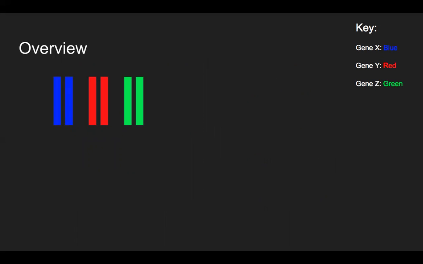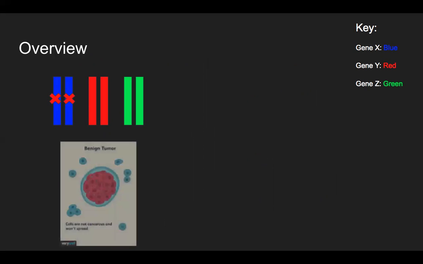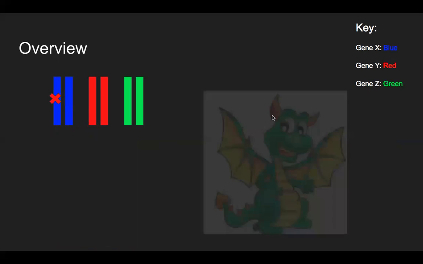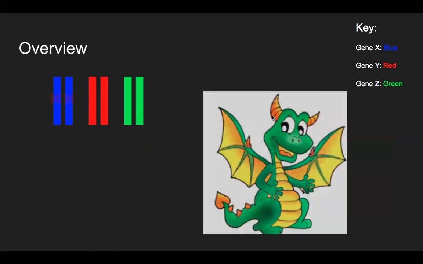Gene X will be represented by blue, gene Y red, and gene Z green. When both alleles along gene X are disrupted of their normal functions, a non-cancerous benign tumor is formed. However, when functionality is maintained in at least one allele, tumor formation is suppressed and the genes function normally.